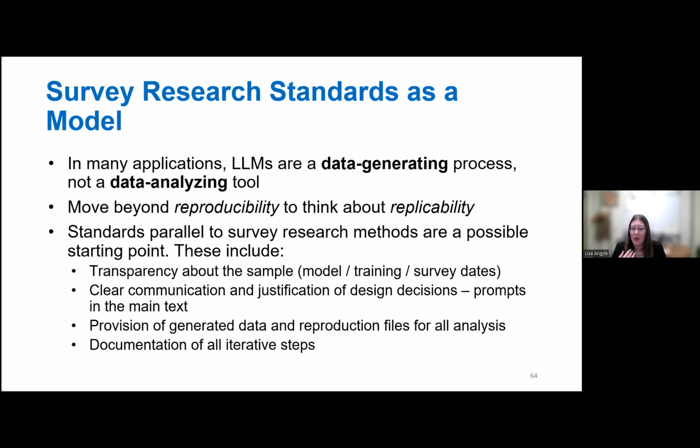We should be transparent about our sample, which in this case is probably the model, the training process, the survey dates. We should be really clear in communication and justification of our design decisions. So that includes the prompts. We should be putting prompts in the main text of results, not burying things in supplemental appendix files, just as we would expect the survey questions being asked, or our survey treatment in an experiment to be put directly in the main text of the article.